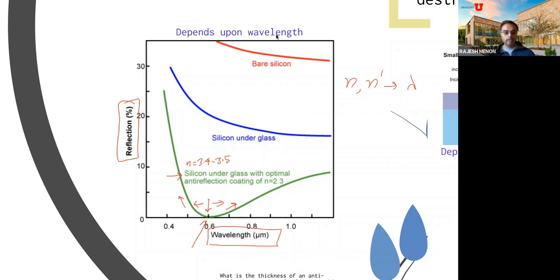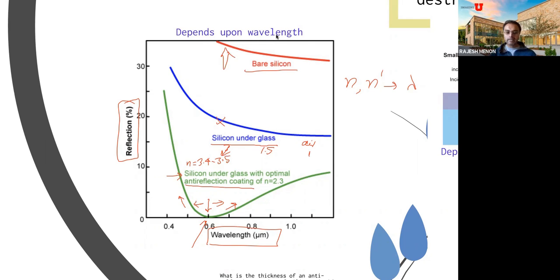Now, if you don't have an optimal coating and you just put silicon under glass, you get much higher reflectivity, right? Much higher up here, but still better than not having anything at all, because the refractive index of glass is 1.5, which is between the air, which is 1, and silicon, which is about 3.4 or 3.5. So glass does something, not as good as an optimal anti-reflection coating, but it's much better than bare silicon, where the reflectivity is very high, right? Over 30% or something like that.